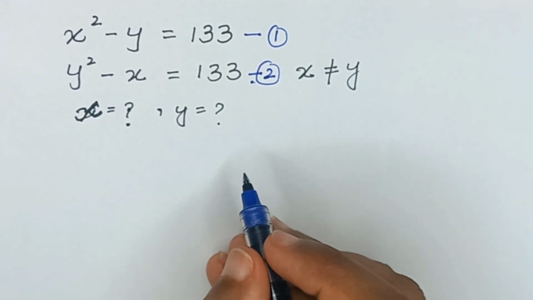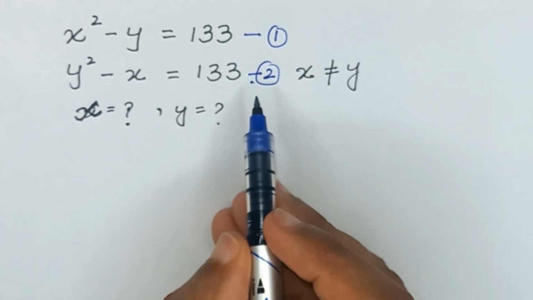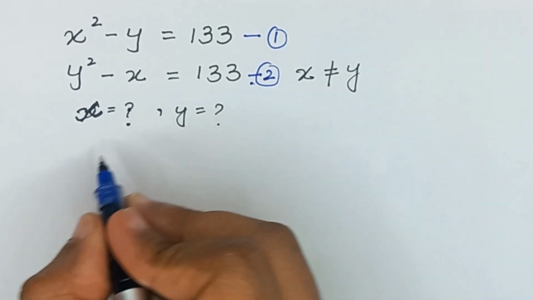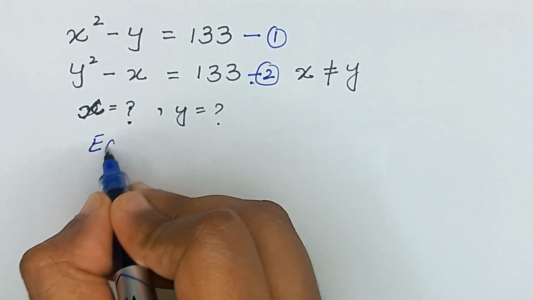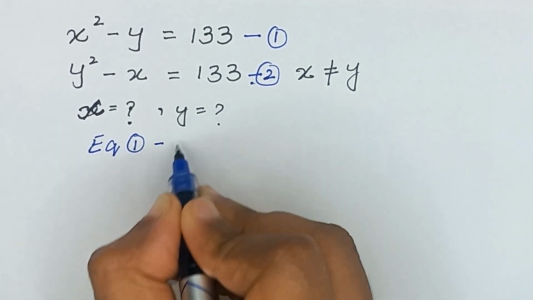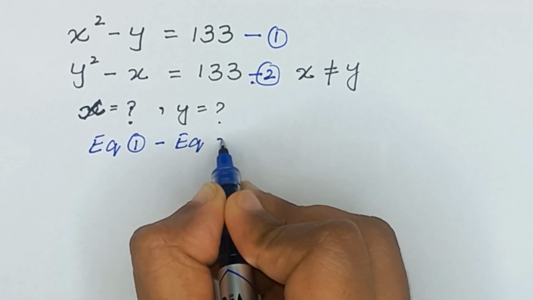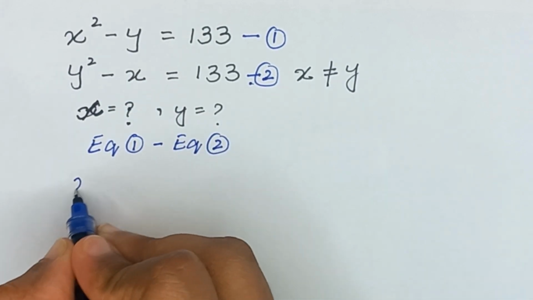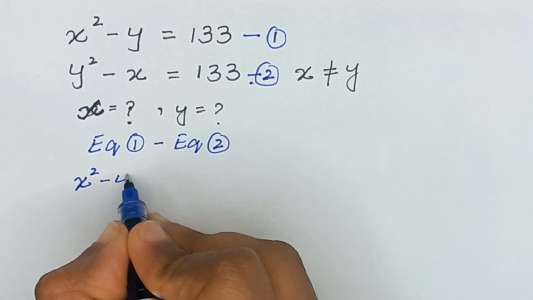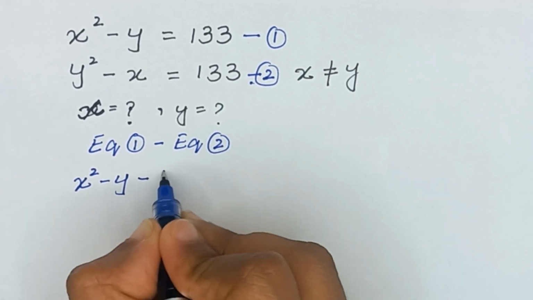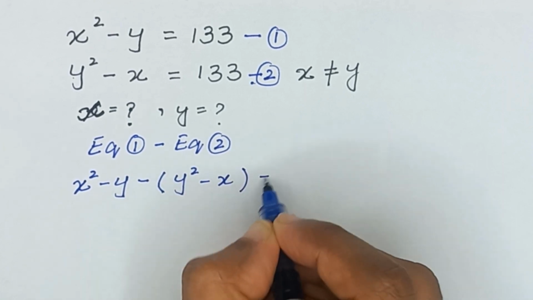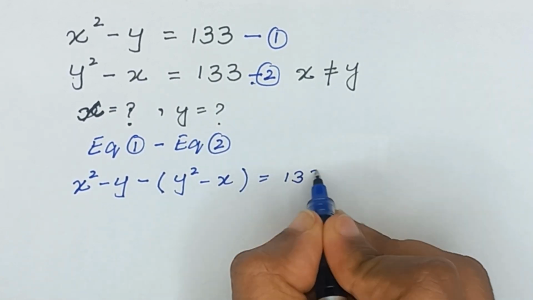Okay, now let's start our question. In the first step, I will subtract equation number 2 from equation number 1. So it means equation number 1 minus equation number 2. So equation number 1 is x square minus y, minus y square minus x, it is equal to 133 minus 133.